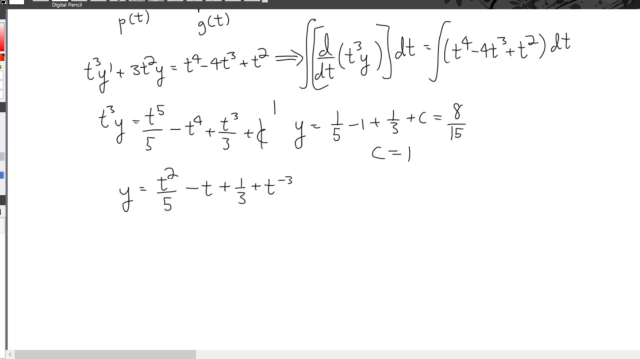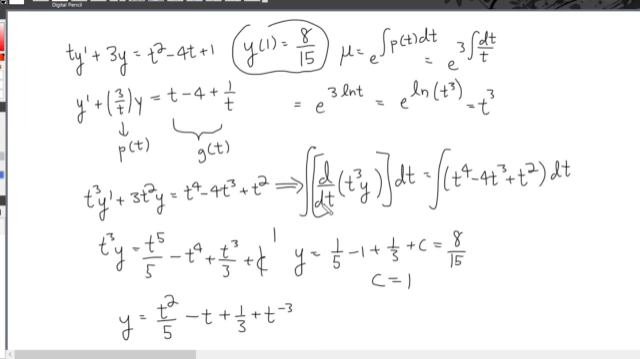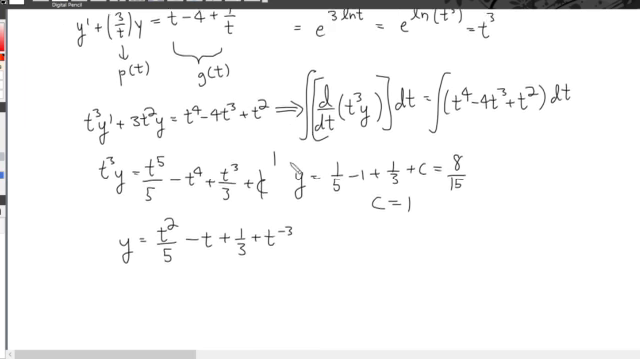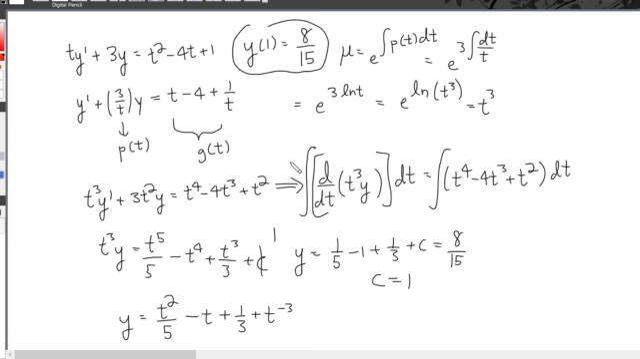Okay, yeah, so that's basically the gist of using integrating factors. So you use it in equations that don't seem to be separable.